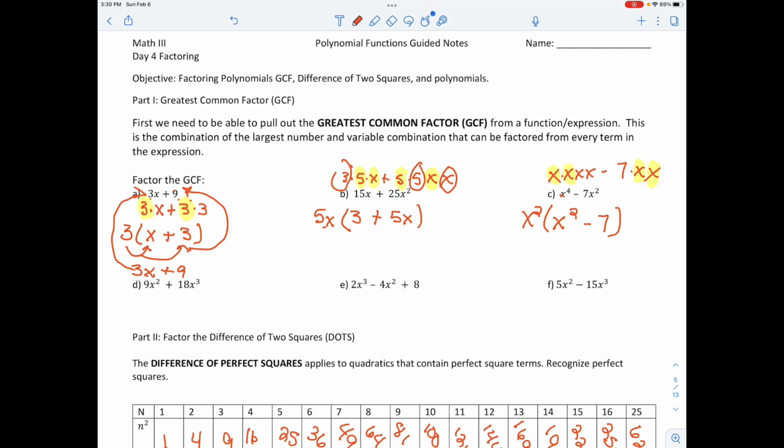Okie dokie? Okay, boys and girls, what I would like for you to do is pause the video, try these 3, and then come back and check your answers. Okay, welcome back.